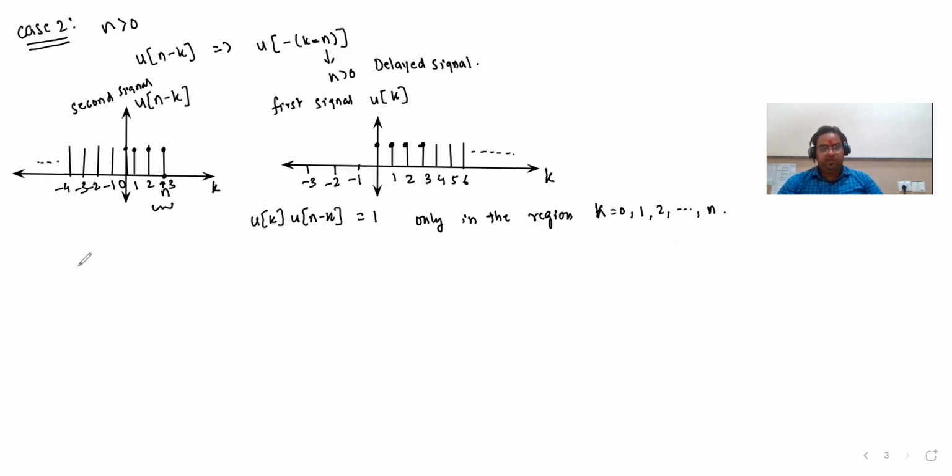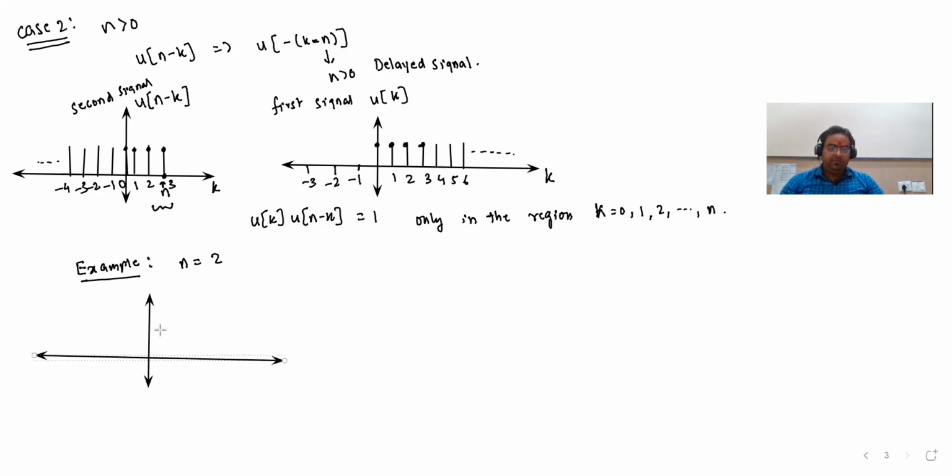We'll take one example, since it will be better to understand with an example. Let us say that n is equal to 2. Here it was actually 3, but let us take it as 2 only. So now what will happen? I'll draw both these signals now. So what will be u of n now?